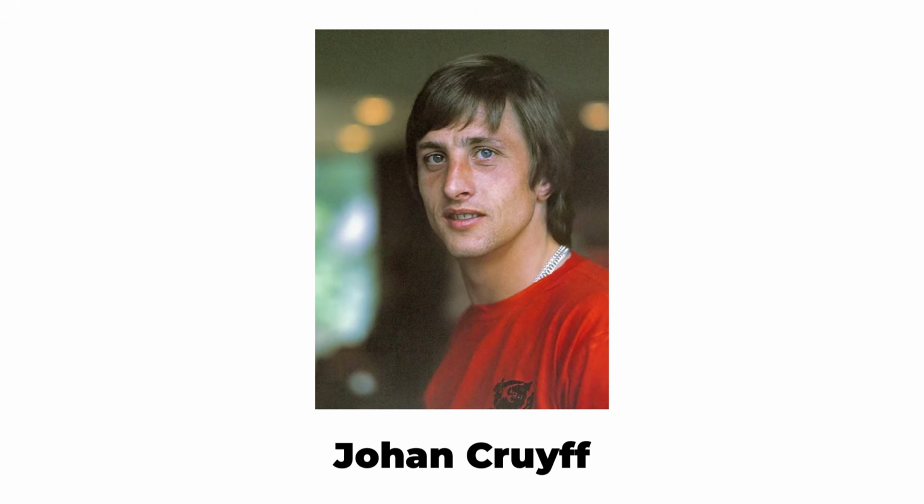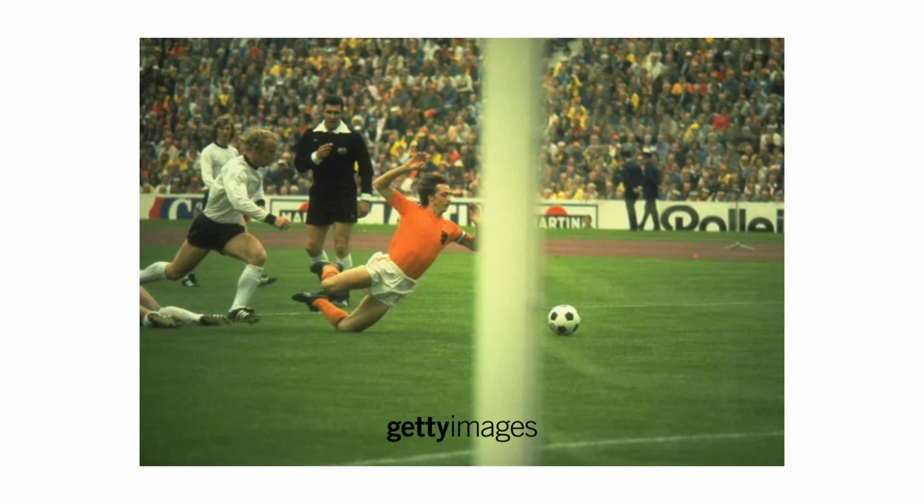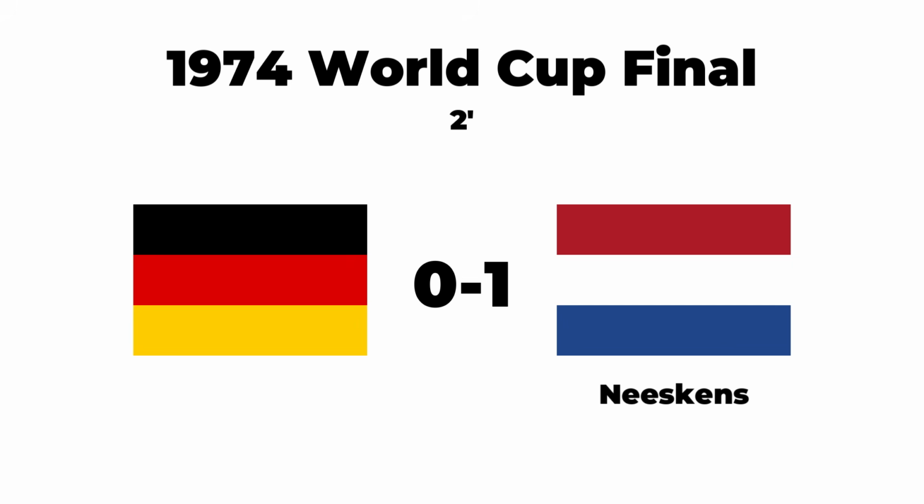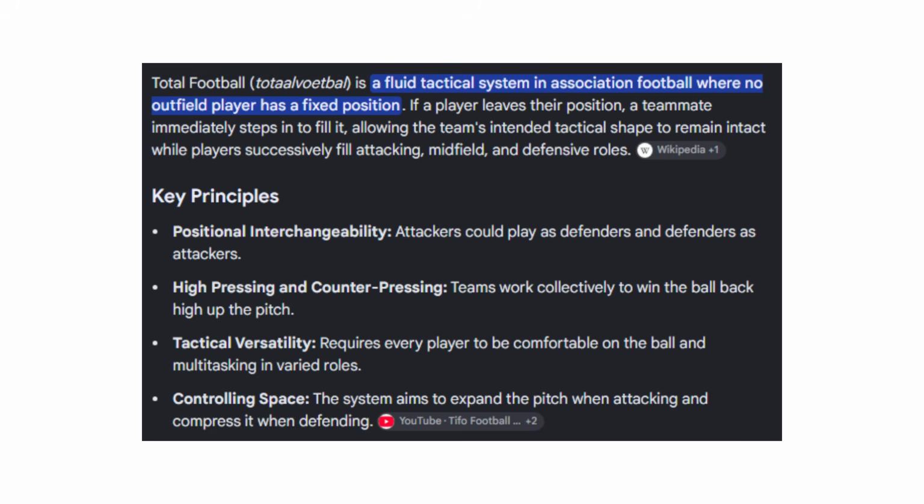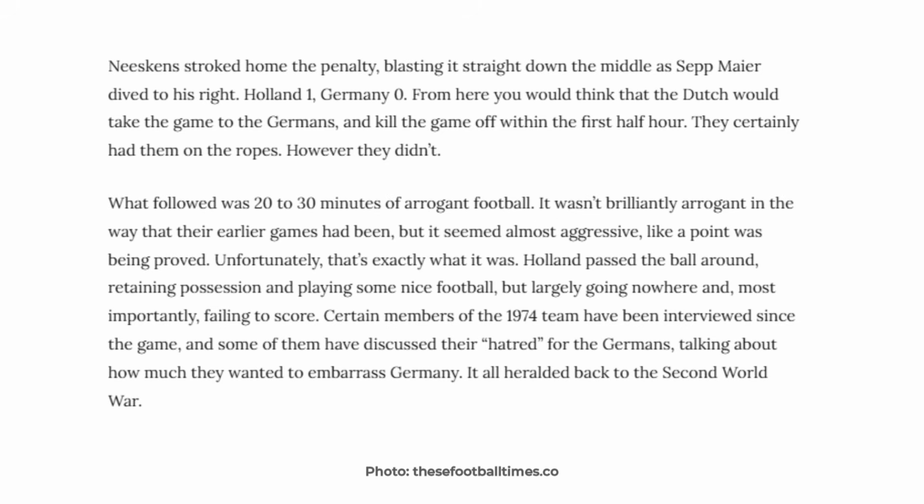Oranje's biggest star was undoubtedly a forward Johan Cruyff, and he proved it in the final. In the very first minute, Cruyff won a penalty for the Dutch, which was converted by Johan Neeskens. The Dutch were meant to play attacking football, but for some reason they went defensive in this match. And this is where the West Germans caught them.